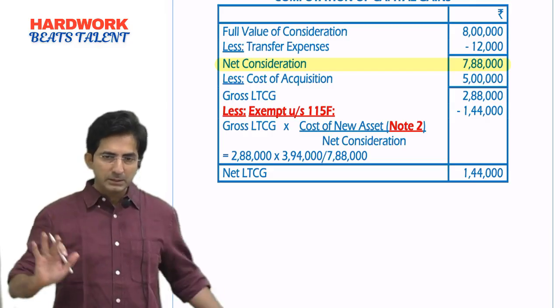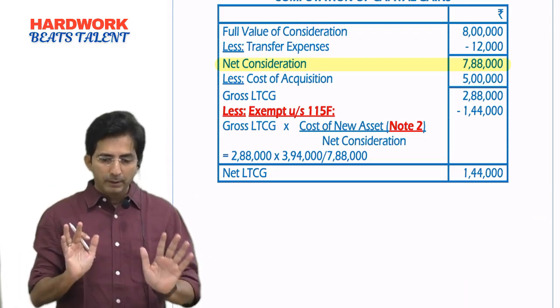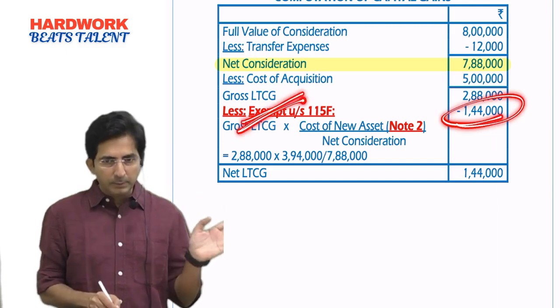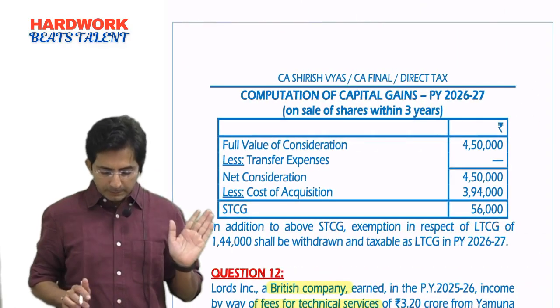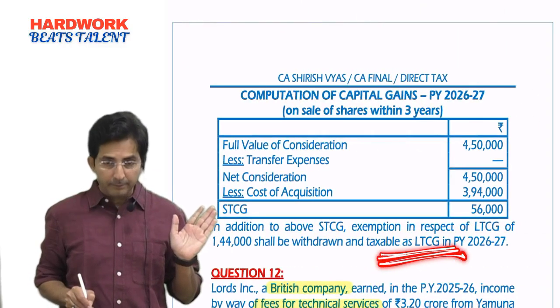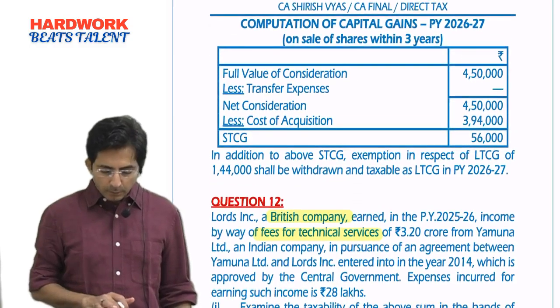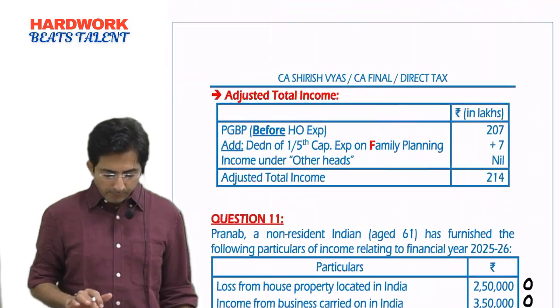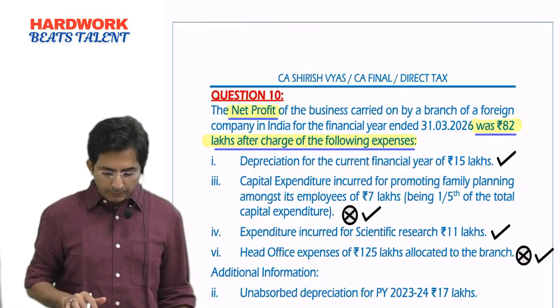In chapter 12A, a similar provision is there for the lock-in period. But if you break the lock-in period, the exemption allowed earlier will be separately withdrawn. If it was exempted as long term, it will be separately withdrawn as long-term gain. Okay. So this was question number 11. Then we had questions 2, 3, 4 and 4 for homework.